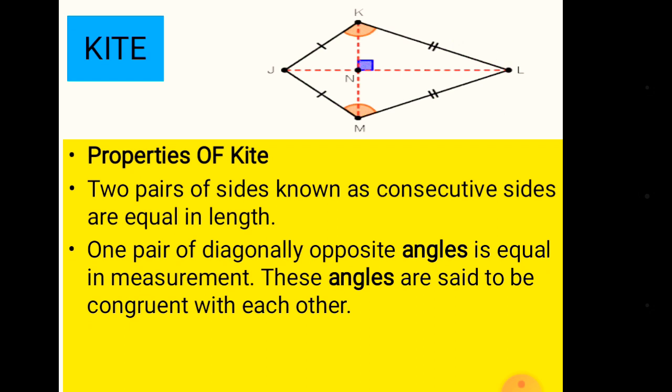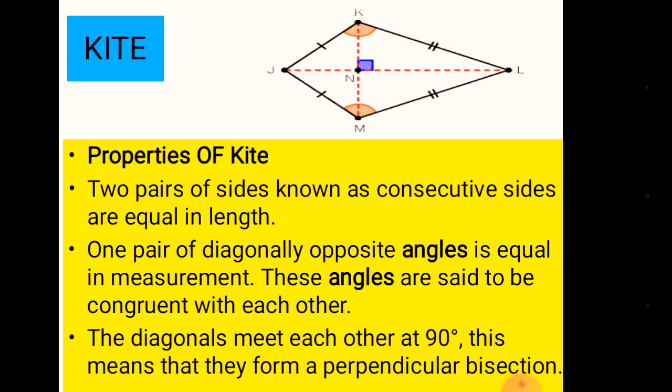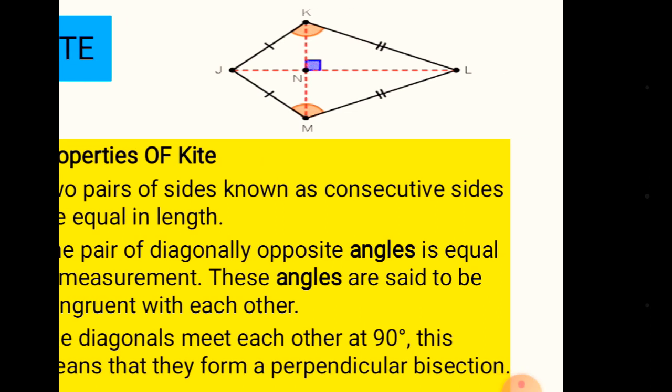One pair of diagonally opposite angles is equal. So angle M and angle K are both equal. So only one pair of diagonally opposite angles is equal in measurement. These angles are said to be congruent with each other. The diagonals also meet each other at 90 degrees. This means that they form a perpendicular bisection. So this was about the kite.